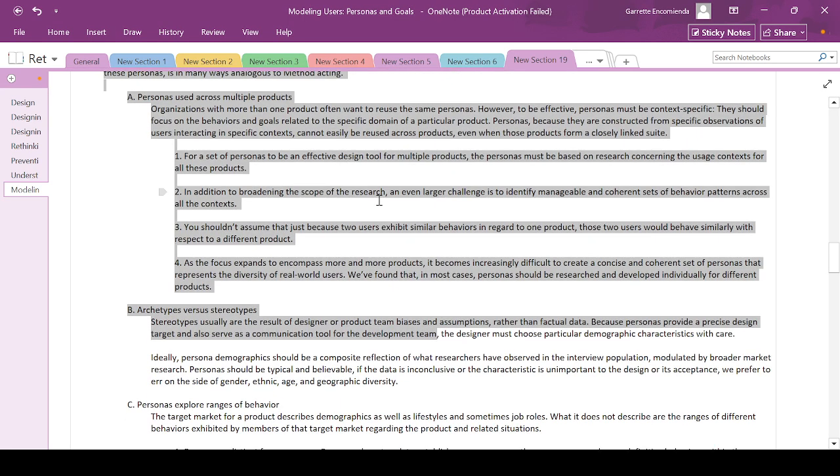So, personas used across multiple products.